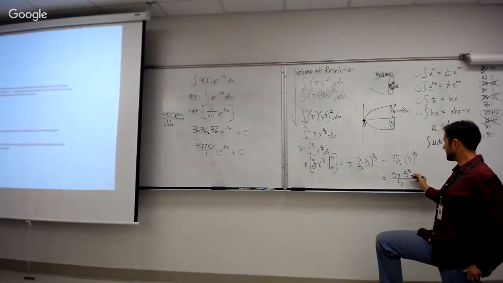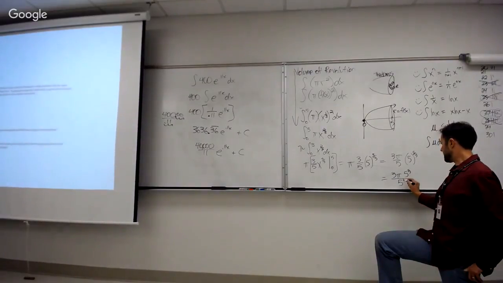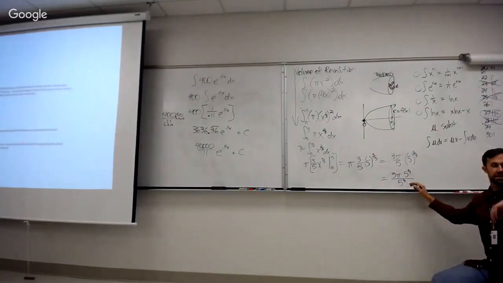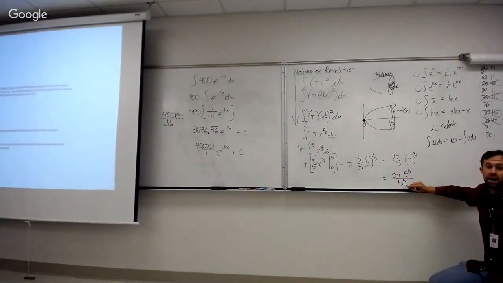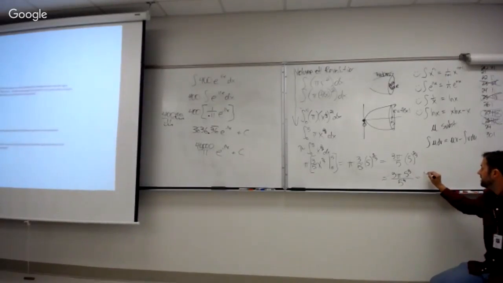Or, since there's a 5 on top and bottom, how do you simplify that 5 down there? This is another exponent rule. On the bottom, we have 5. That's really 5 to the power of 1, which is really 5 to the 3/3. How do you deal with these two 5s right here? When you divide two numbers that have the same base, yeah, you subtract the exponents. So now this is really 3 times pi times 5 to the 2/3. And now we're done.